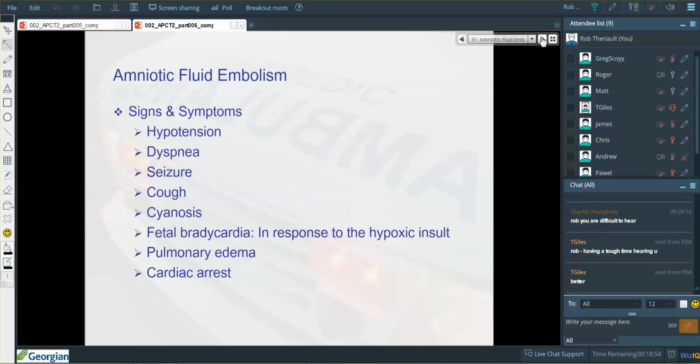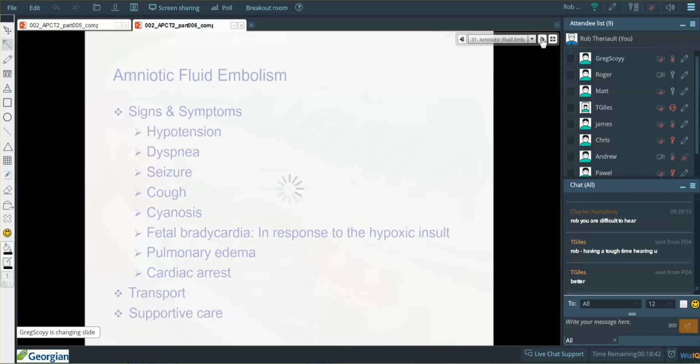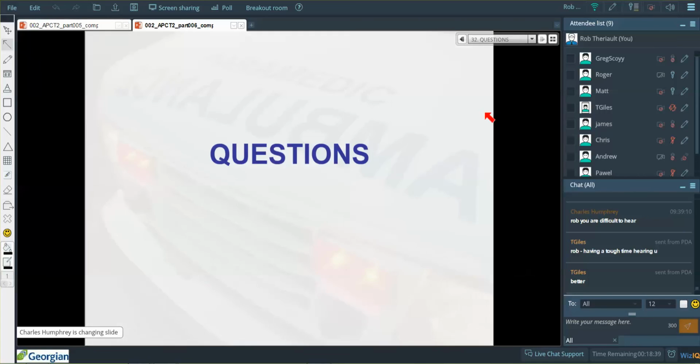And cardiac arrest. I had a patient who came in on a medevac from up north with an amniotic fluid embolism. She was unresponsive and shocking, and we provide supportive care.